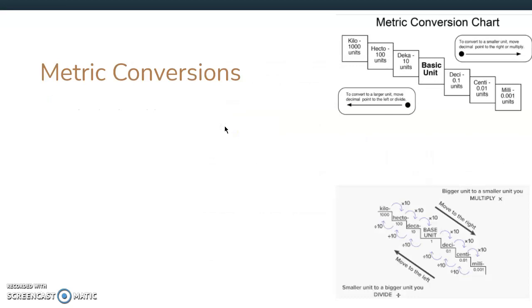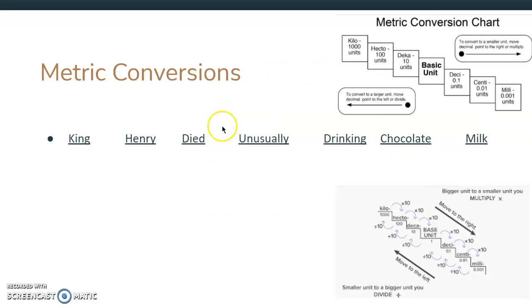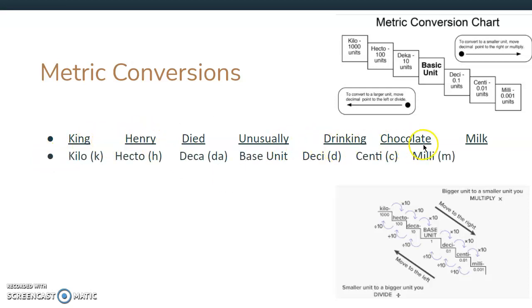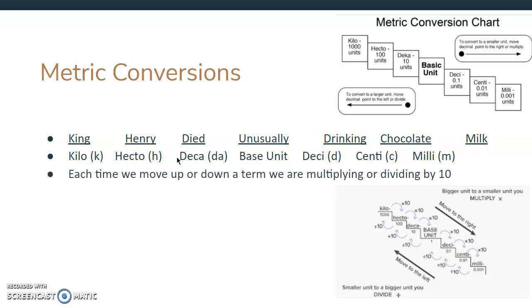So we're going to talk through how to get through each one of them. I think this is really important to remember: King Henry died unusually drinking chocolate milk are kilo, hecto, deca, base unit, deci, centi, and milli. So each time we move up or down a term, we are multiplying or dividing by 10. So if, for example, I started at meters and wanted to go to decimeters, I'd be multiplying by 10. When we move smaller, when we move to the right, we're going to multiply by 10 because we start with something big and we're going to smaller units. That just means we have a lot more of them.